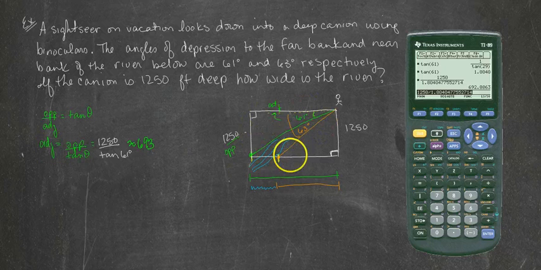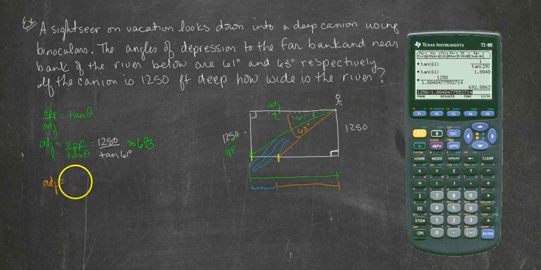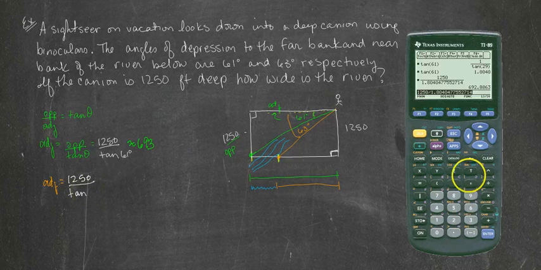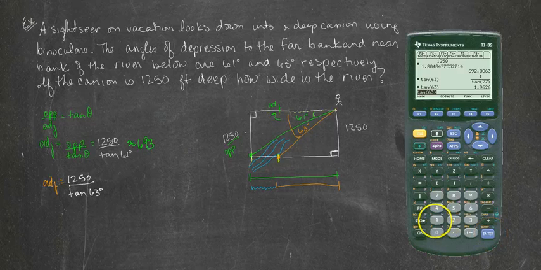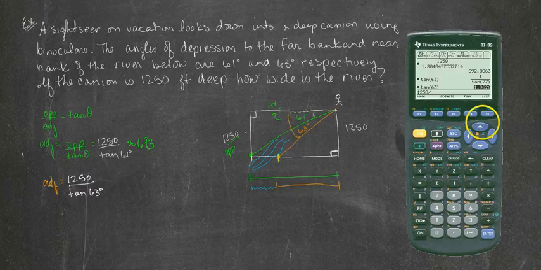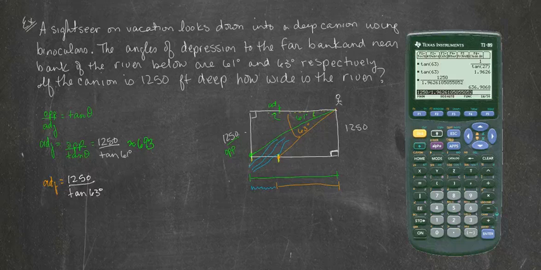Now let's do the same thing for orange. Now notice that the setup for orange is exactly the same. So I can say that the adjacent for the orange triangle is 1250 this time divided by the tangent of 63. So come back over here. Tangent 63. And now I want to divide 1250 by that. That's 636 or 637. So this is approximately 637 feet.